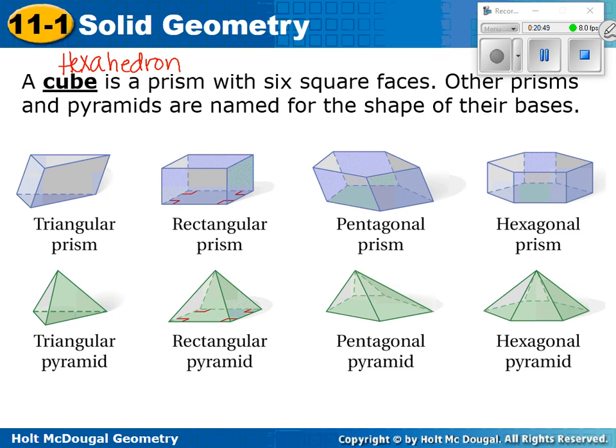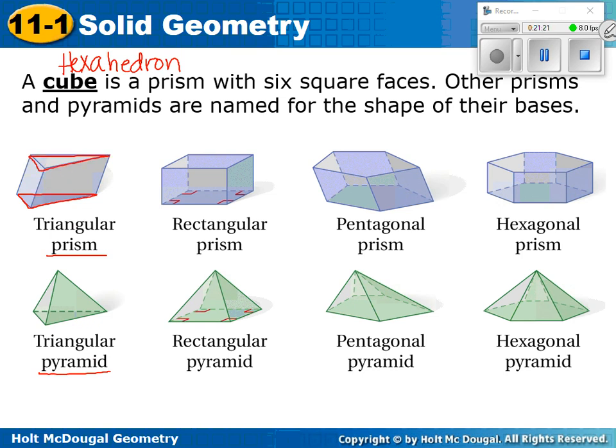So a cube is a prism with 6 square faces, and then it tells you that other prisms and pyramids are named for the shapes of their bases. So when I tell you, they're going to ask you to classify, these are the names that you'll be using. You're either going to tell me it's a prism or a pyramid or a cylinder or a cone, and then you're going to name what kind of prism or pyramid it is by its 2 parallel bases. So make sure you're looking for the 2 bases that are parallel to each other.